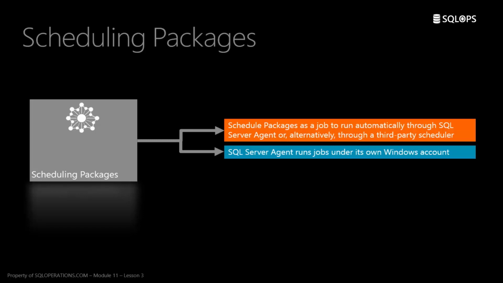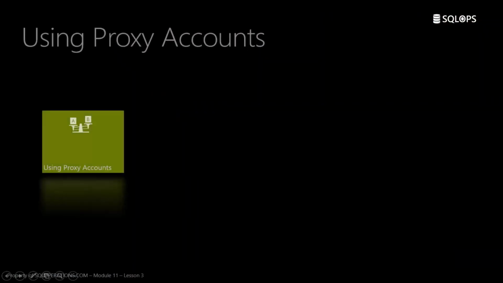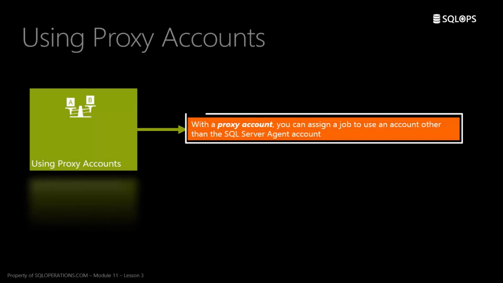For example, let's say you have a package that uses Windows authentication to access a database. When the package is run through SQL Server Agent, this agent will pass its own credentials to the database, but these credentials may not be adequate to access the connection. To fix those issues, you can also run packages under a separate Windows account called a proxy account. By using a proxy account, you can assign a job to use an account other than the SQL Server Agent account.